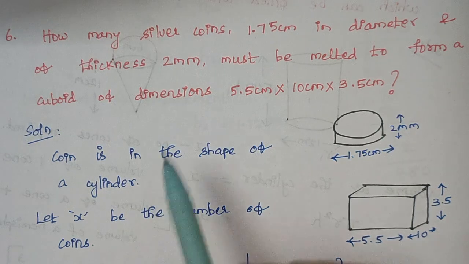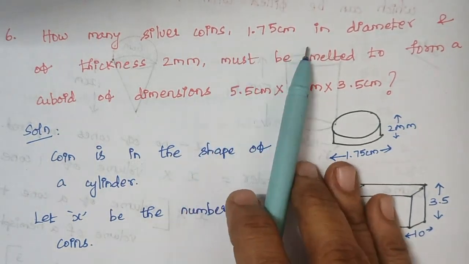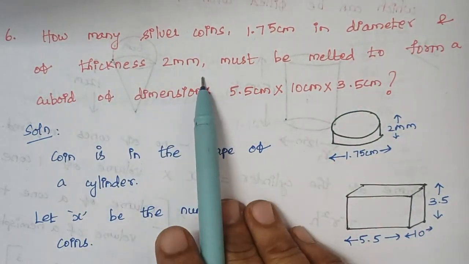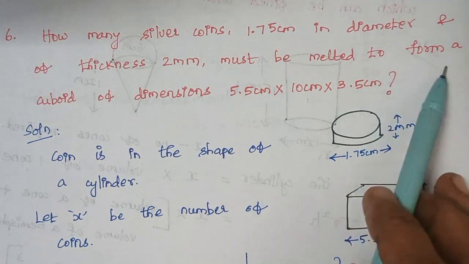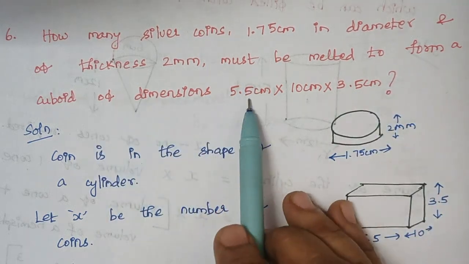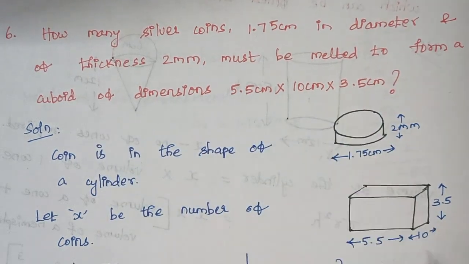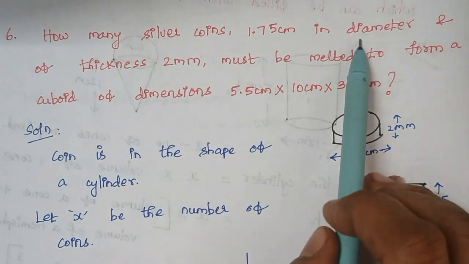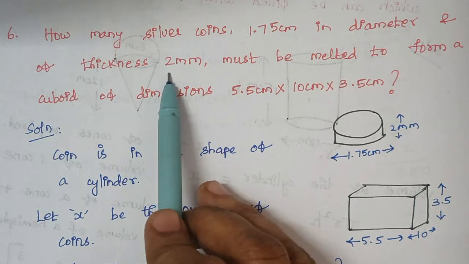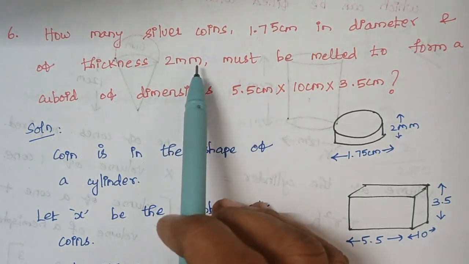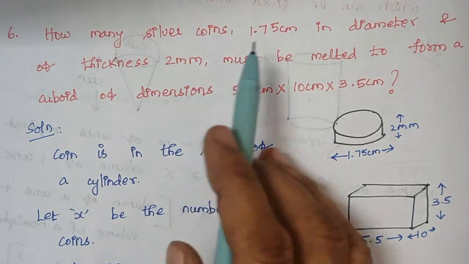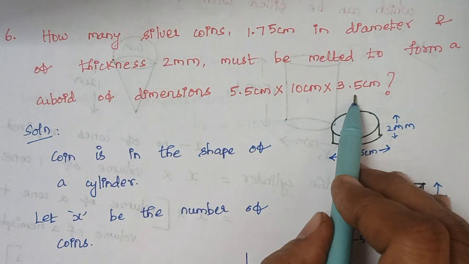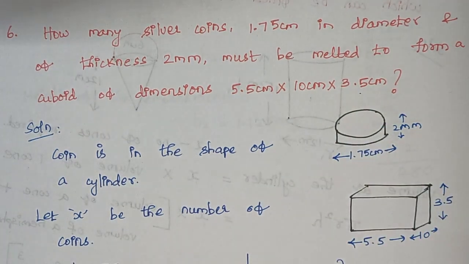Problem number 6. How many silver coins 1.75 centimeter in diameter and of thickness 2 mm must be melted to form a cuboid of dimensions 5.5 by 10 by 3.5? So here we have a silver coin whose diameter and thickness are given, and we are melting some silver coins to form a cuboid of this dimension. Here we need to find how many such silver coins we need.